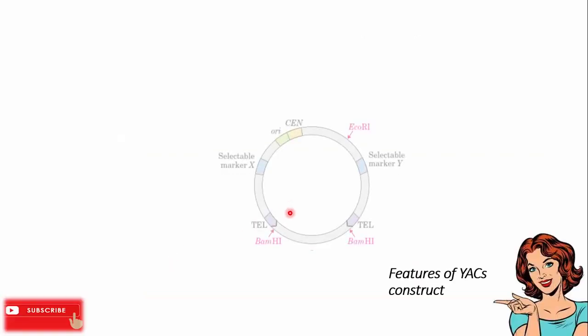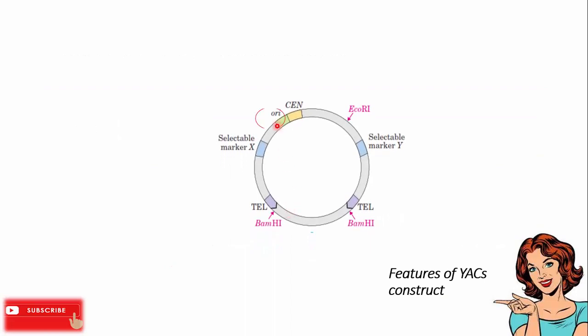Let's see what the features of YAC are. YAC have an origin of replication for yeast and bacteria. You must be wondering why it has an ori in bacteria. Actually, yeast artificial chromosomes are designed in such a manner that they could work like a shuttle between yeast and bacteria, so that's why it has a bacterial origin of replication as well.